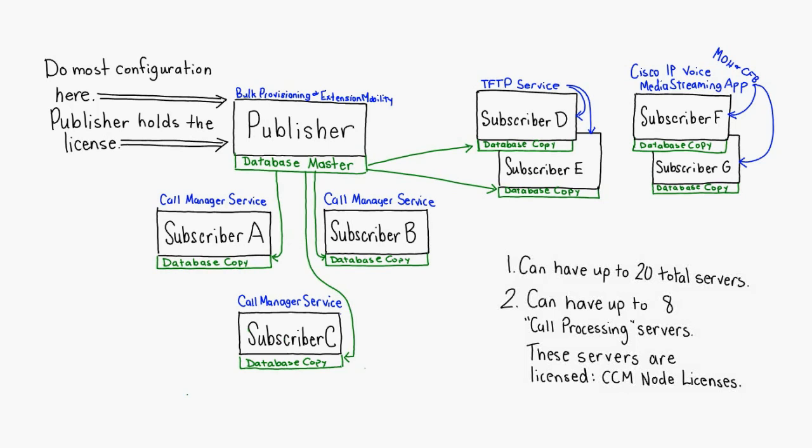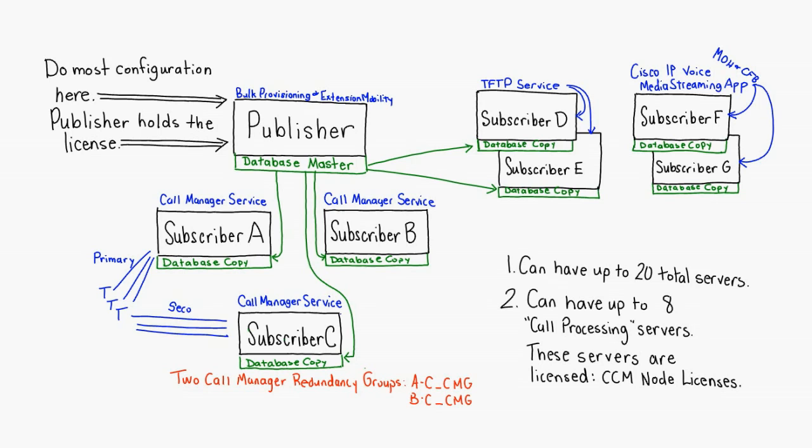Call processing redundancy is achieved through Cisco Call Manager groups. A Call Manager group can have up to 3 servers, but is almost always configured with 2. In our drawing, we will configure 2 Call Manager redundancy groups, the AC Call Manager group and the BC Call Manager group. We can register half our devices to subscriber A and the other half to subscriber B. If subscribers A or B fail, then the devices registered to these servers will fail over to subscriber C. This is the 2-to-1 redundancy model. Your choices are 2-to-1, 1-to-1, or no redundancy.